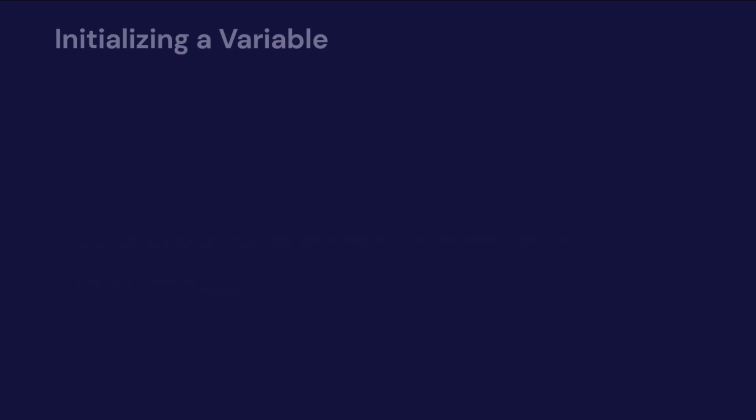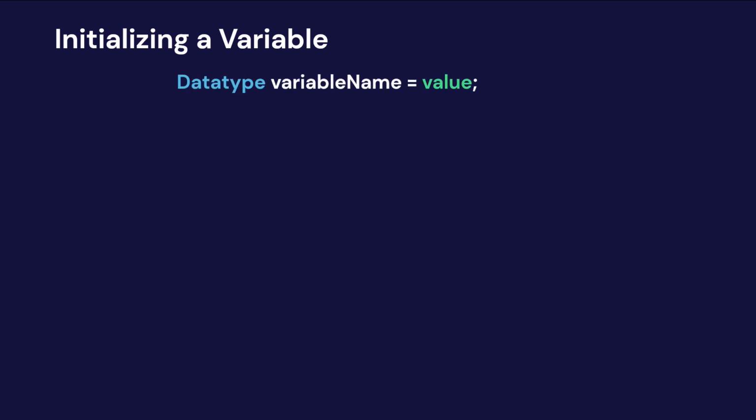Every time you declare a new variable, you need to give it an initial value. This is known as initializing the variable. You can change the value of the variable in your program later. To create a variable, you must specify the data type and assign it a value. There are two ways to initialize a variable. You can initialize it at the point of declaration or initialize it in a separate statement.